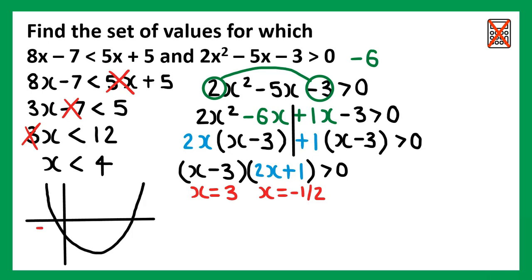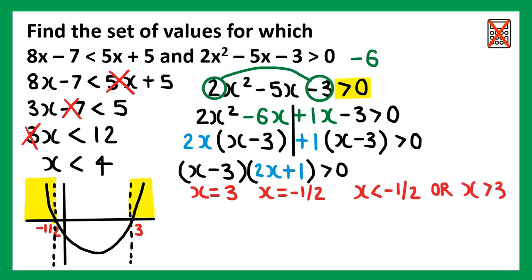Sketch the graph using my roots of -1/2 and 3, with vertical dashed lines going through the critical values. And I'm looking for when my quadratic expression is greater than 0. This would be above the x-axis. Solutions from my quadratic fall to the left-hand side of -1/2 and to the right-hand side of +3, represented by these shaded regions. Therefore, x is less than -1/2 or x is greater than 3, since it needs to satisfy both of these inequalities at the same time.